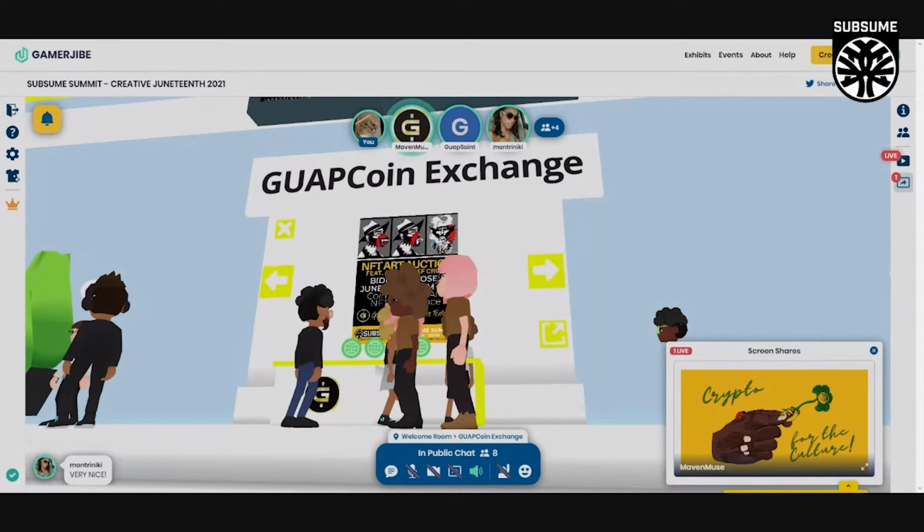We are ruled by governance. So everyone has a say in the Guap community, right? This is not like a founder or top down situation. This is really a community give driven coin. It is definitely a currency. So a currency is a medium of exchange.